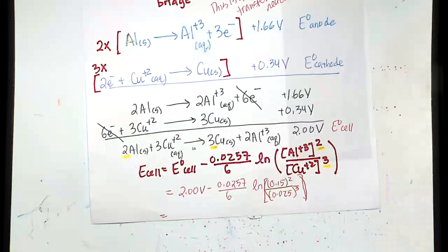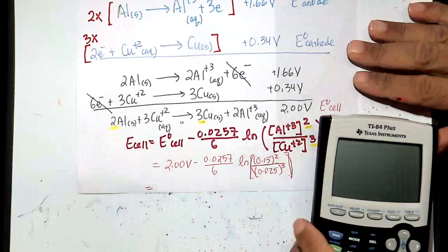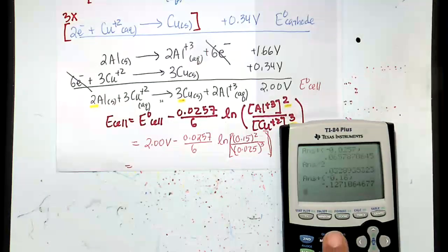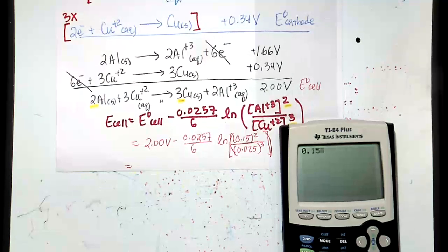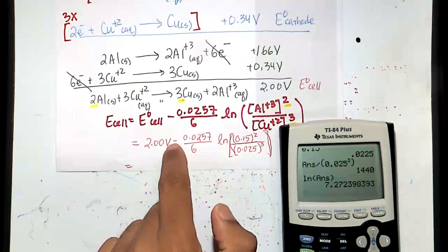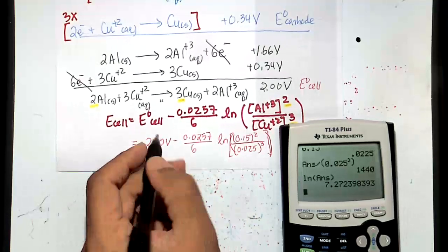Let's see if we can do this on our calculator, see if our answers connect. Alright, so 0.15 squared divided by 0.025 cubed. That's what I'm getting, 1440. I'll natural log that answer, times a minus. Look at the sign here.